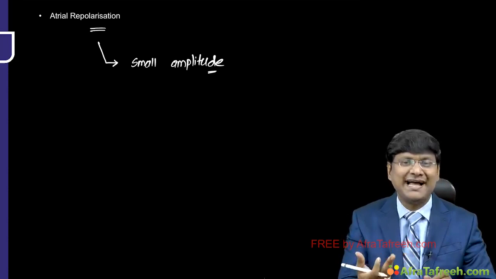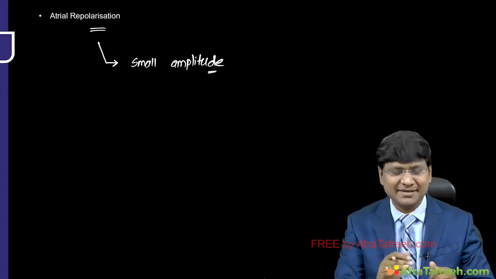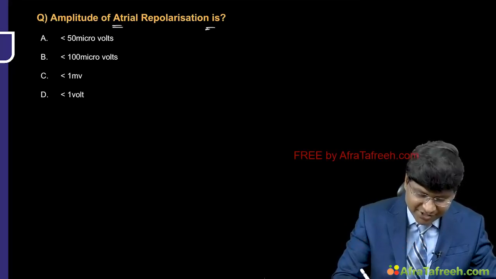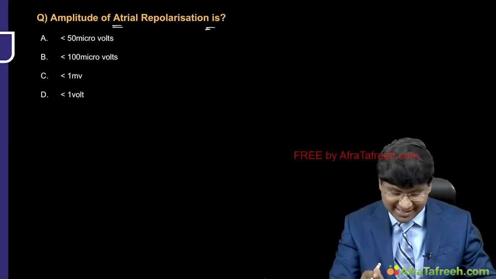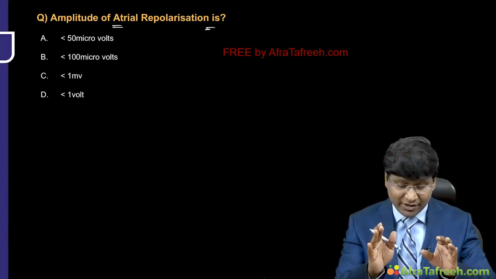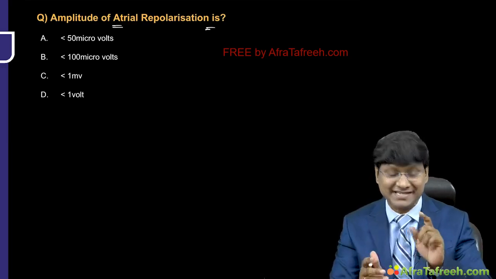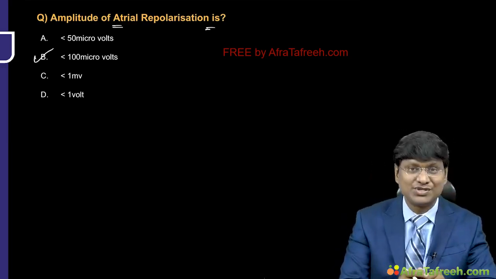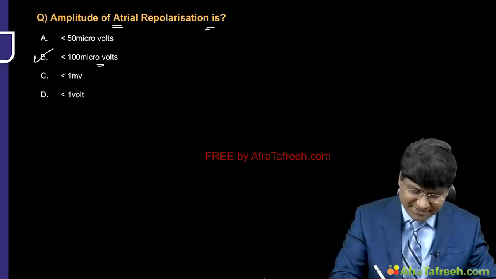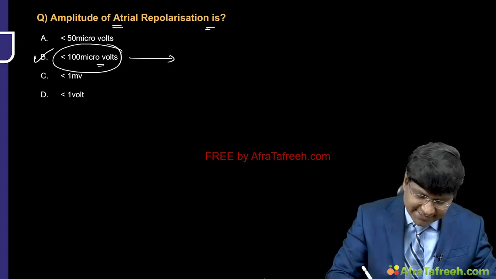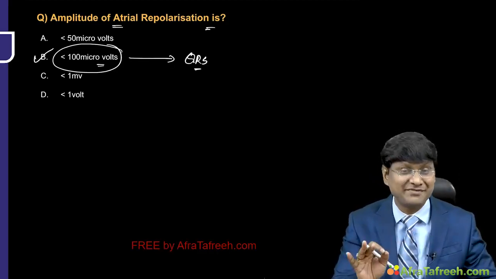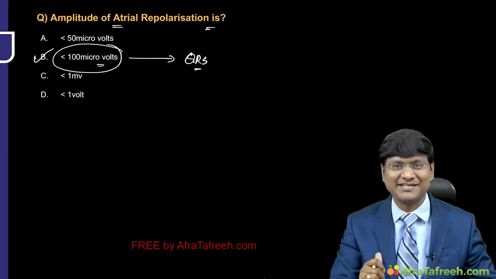Now, what is that amplitude of atrial repolarization? Let me show you this important question. The amplitude of atrial repolarization is less than 50 microvolts, less than 100 microvolts, less than 1 millivolt, or less than 1 volt. So the voltage of atrial repolarization is less than 100 microvolts, okay? Because it has a very small amplitude, less than 100 microvolts, it is masked by the QRS complex. That is the reason why you don't see a specific wave of atrial repolarization.